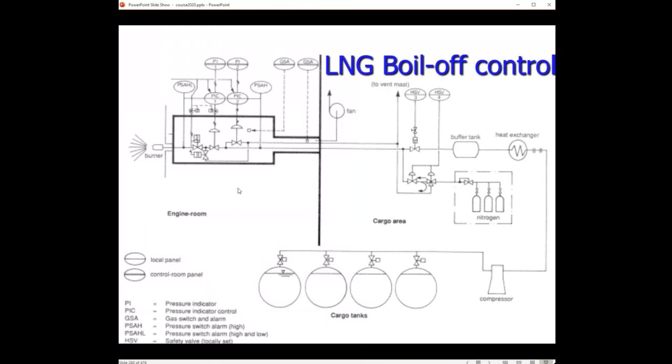Quite an easy system, but not so efficient. There are a lot of losses, and it requires a lot of energy for propulsion purposes for this vessel. So there are alternatives at this moment, but the initial LNG carrier was designed in this way. And there are still a lot of LNG carriers sailing in this way also.